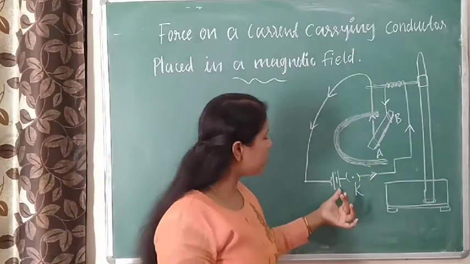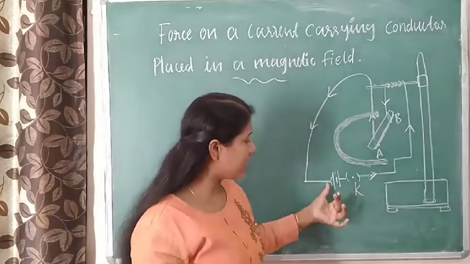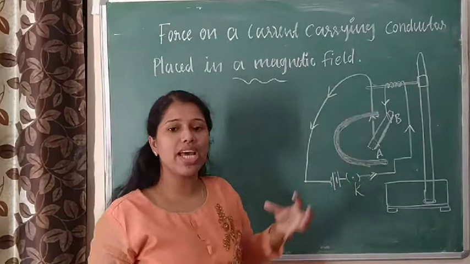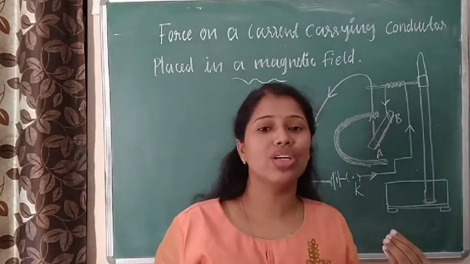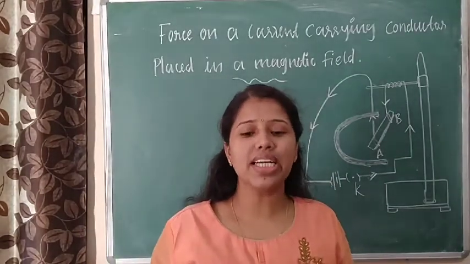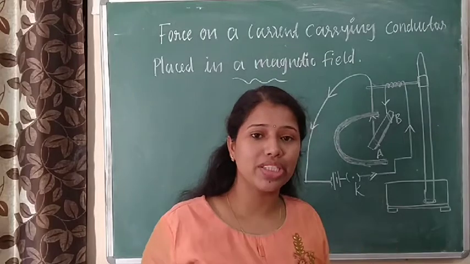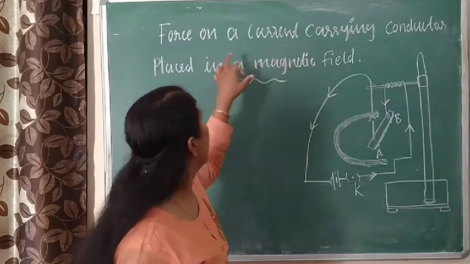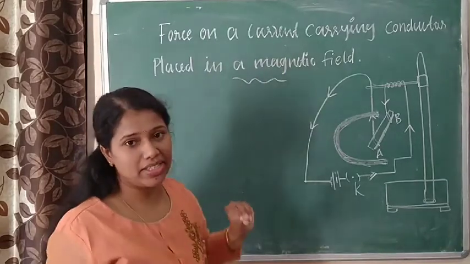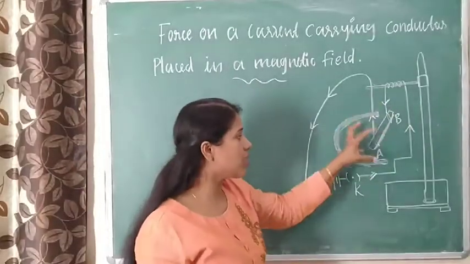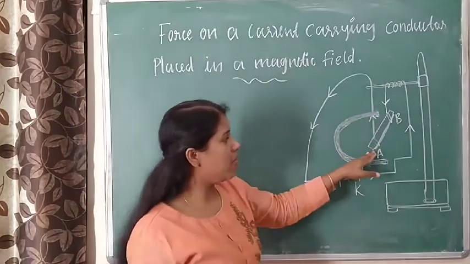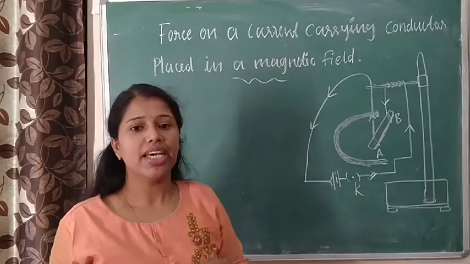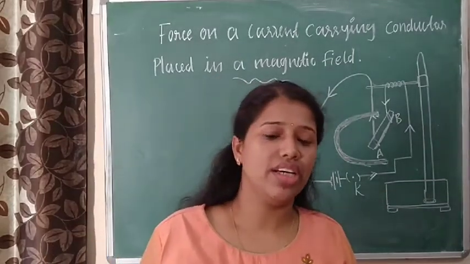Then again we reverse the direction of the current. When the current is reversed, the direction of the force is also reversed. Then what is the conclusion? If current is passing through this conductor, the aluminium rod, then a force is exerted on it.